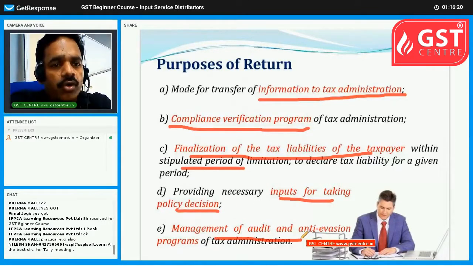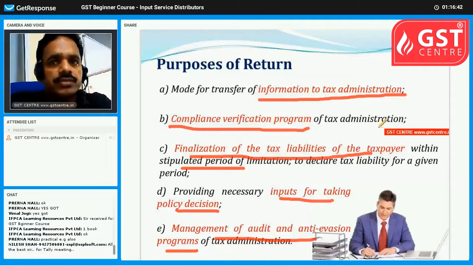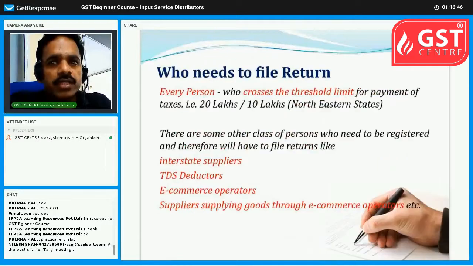Then management of audit and anti-evasion programs means the tax authorities can implement audits, inspection, search, and such activities based on the returns filed by a taxable person. So all these are the purposes of filing the returns.